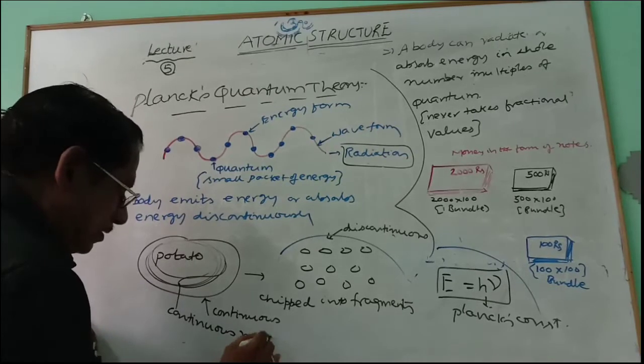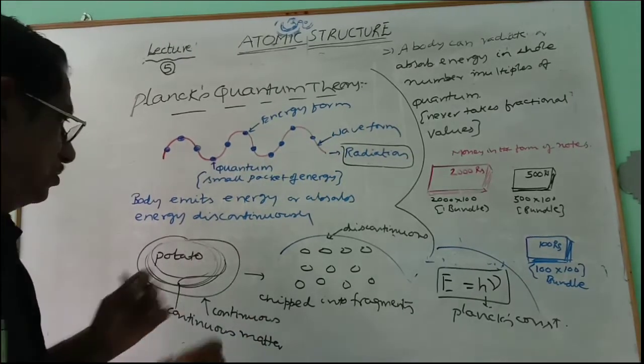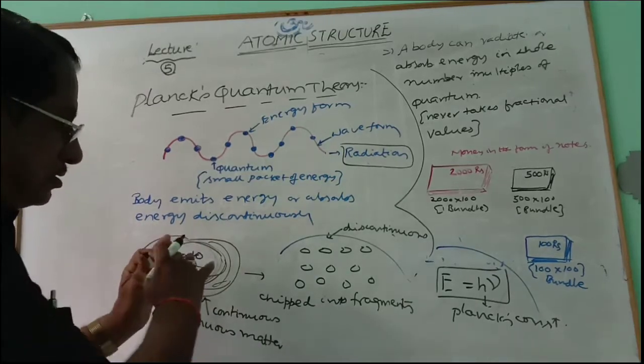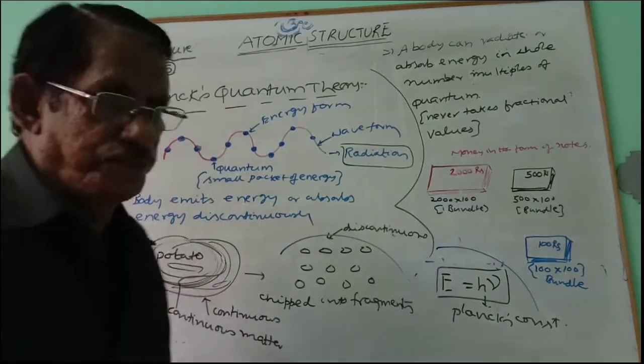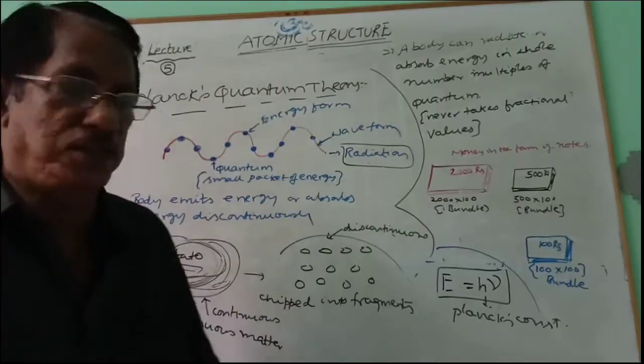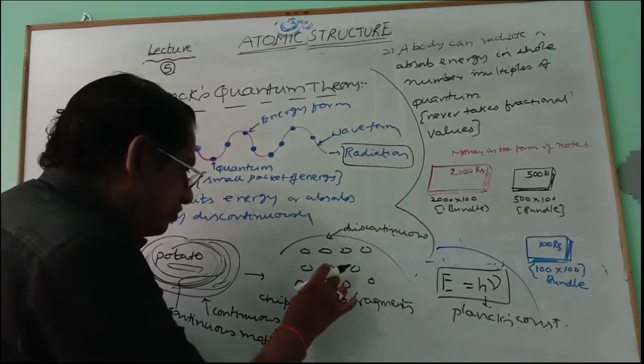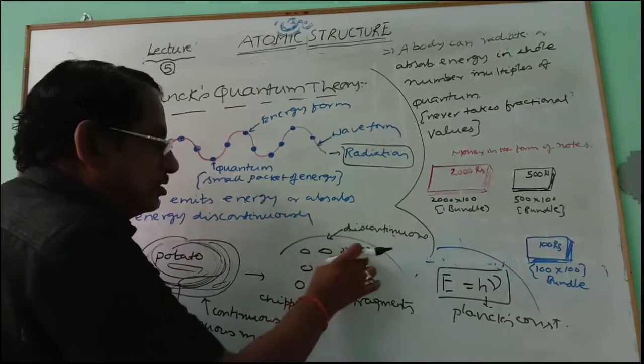Continuous matter. It is a continuous matter. There is no discontinuity at all. And here, when this potato is chipped into small pieces, these are the small pieces. This is obtained from this. This is the discontinuous form.